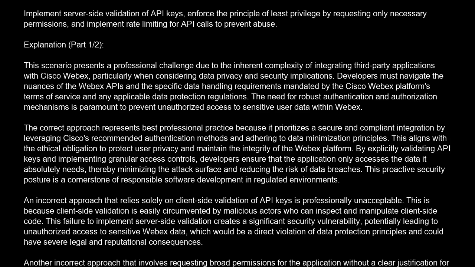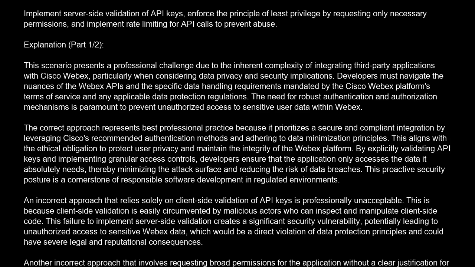The correct approach represents best professional practice because it prioritizes a secure and compliant integration by leveraging Cisco's recommended authentication methods and adhering to data minimization principles. This aligns with the ethical obligation to protect user privacy and maintain the integrity of the Webex platform. By explicitly validating API keys and implementing granular access controls, developers ensure that the application only accesses the data it absolutely needs, thereby minimizing the attack surface and reducing the risk of data breaches. This proactive security posture is a cornerstone of responsible software development in regulated environments.